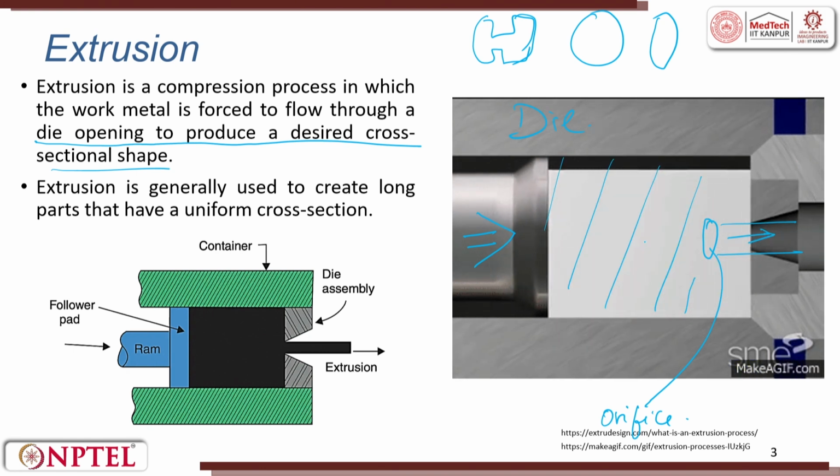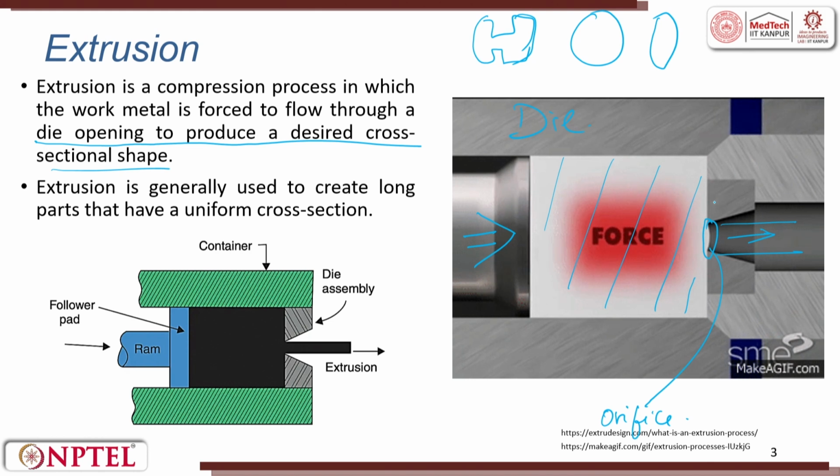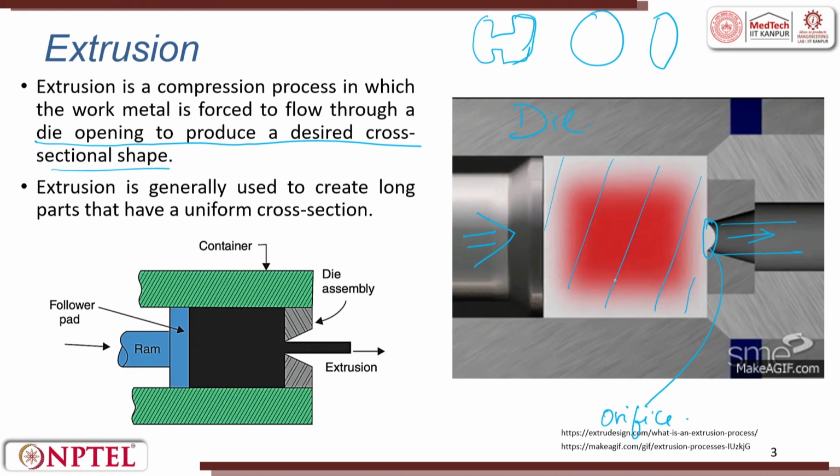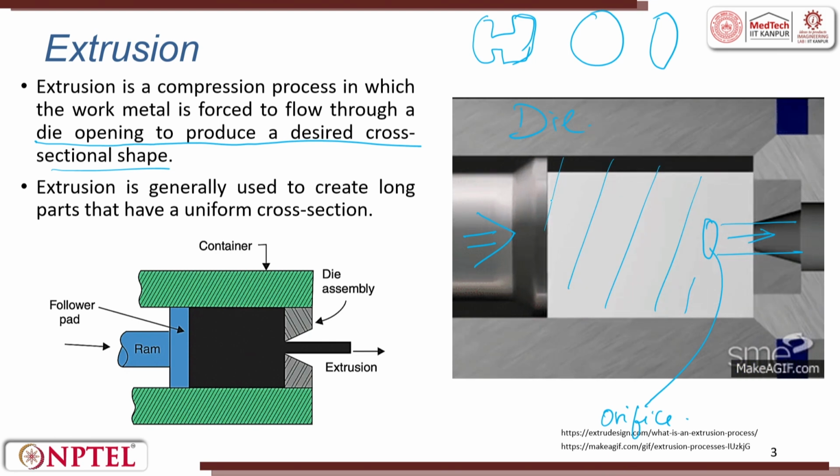For example, aluminum door frames are made by the extrusion process. You extrude a box, or a rectangle, or a taper and a box. So, it depends on the orifice, and as long as the material is there, you keep pushing it and keep extruding it.